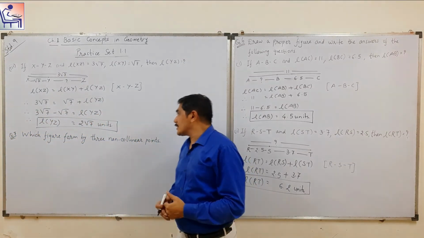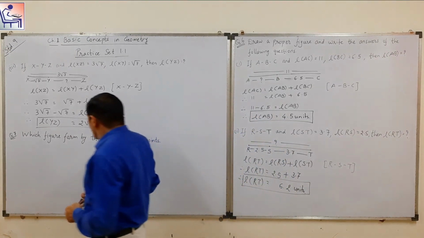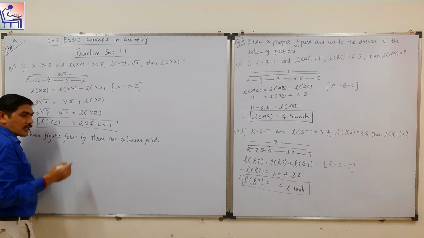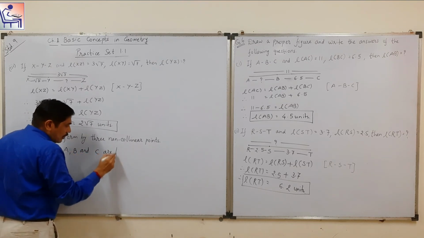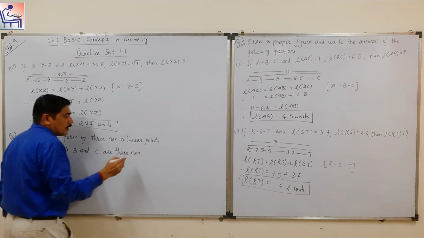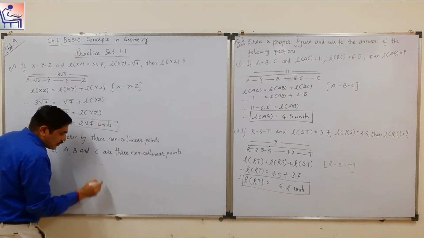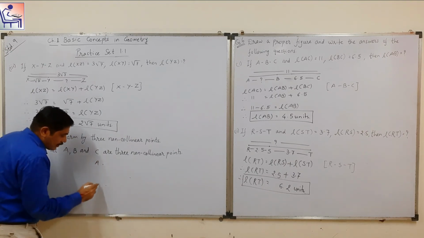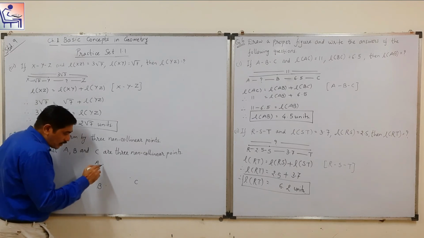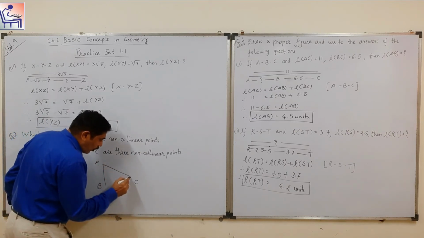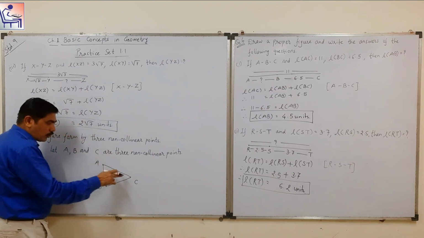For the next: which figure is formed by 3 non-collinear points? Suppose we assume that there are 3 non-collinear points as A, B, C. So let A, B and C be 3 non-collinear points. It means, suppose I take like this. Here I will take A, here I will take B, and here I will take C. It means they are not on a single line. So if we join them, which figure is formed? Here you can see the points A, B and C, and it formed a triangle.